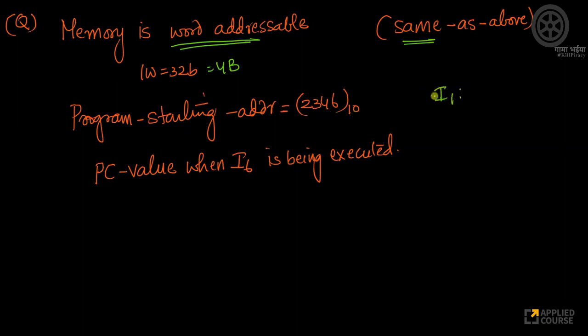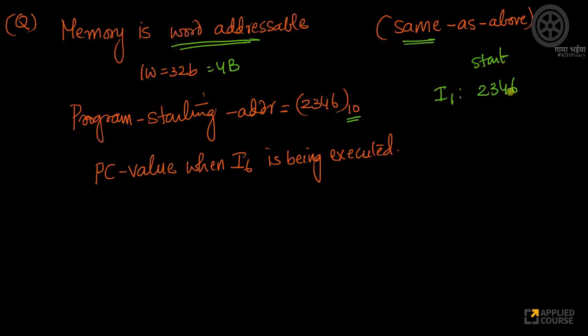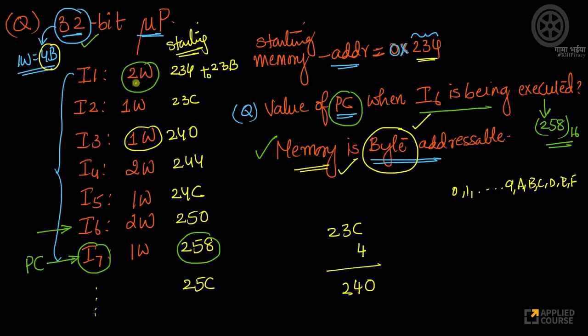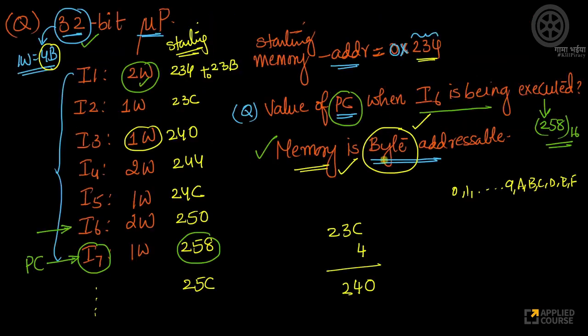So instruction 1, this is decimal. Here we are given decimal numbers. So 2346 is the starting address of my program, which means my instruction 1, which requires 2 words, is going to start from 2346 in decimal. So we can just do decimal counting. So instruction 1, remember, requires 2 words. And this memory is word addressable. So I'll only add 2 here because the memory is not byte addressable.